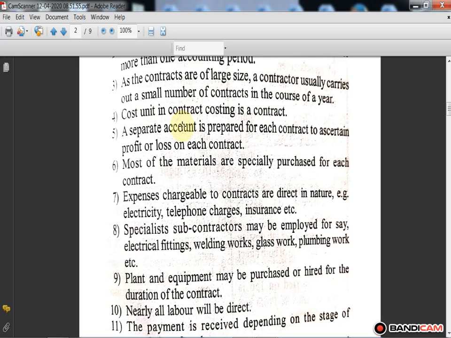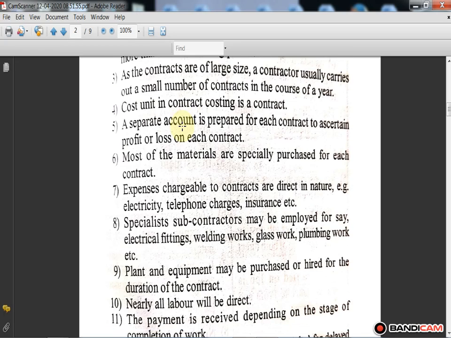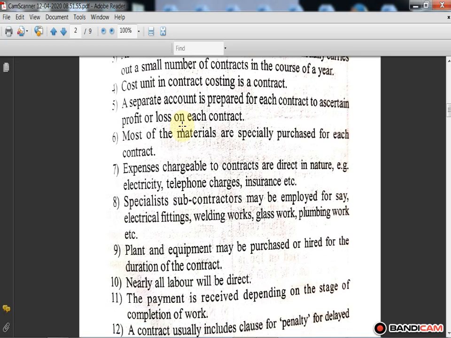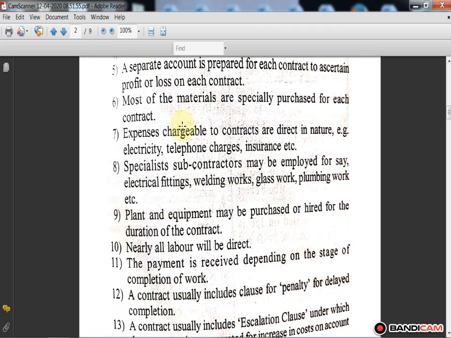Okay, in contract costing, most of the materials are purchased for completion of the contract. So the material is directly related to the contract. Seventh, expenses chargeable to contracts are direct in nature, for example electricity, telephone charges, insurance, etc. Eighth, specialist subcontractors may be employed for, say, electrical fittings, welding work, glass work, plumbing work, etc.